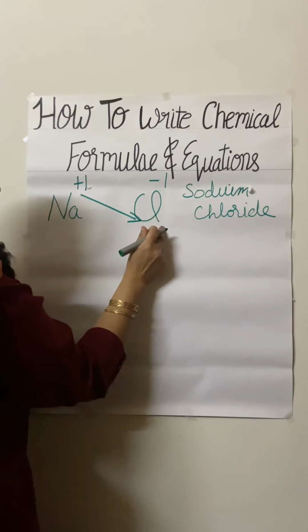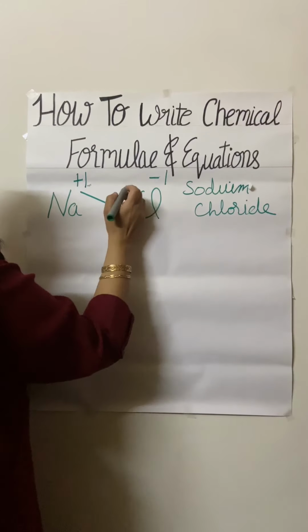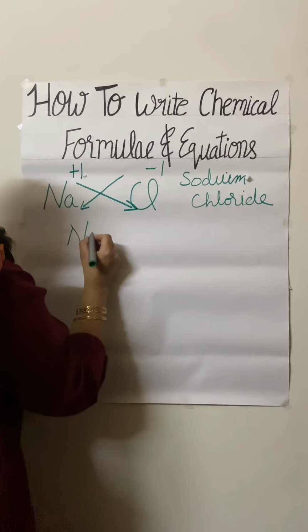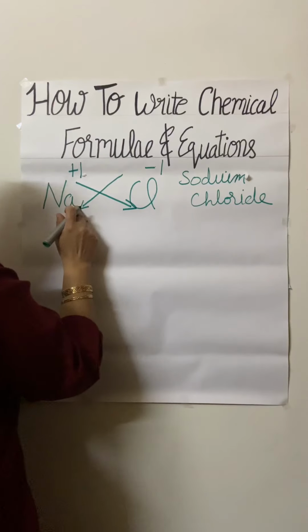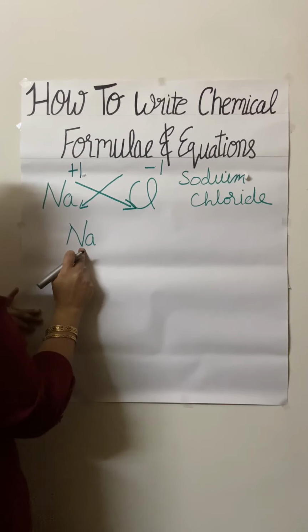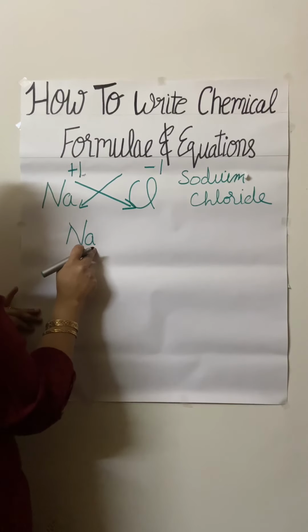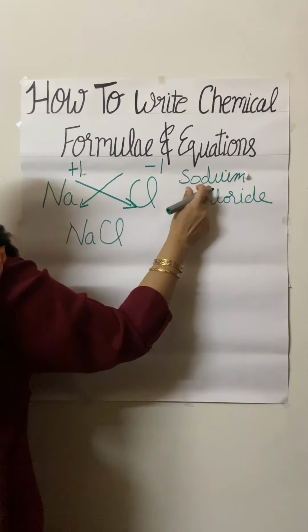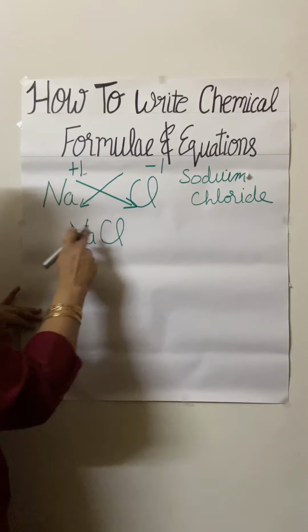Sodium's valency goes here and chlorine's valency goes here. Then you will write it, because it is 1, we do not write it, just leave it like that. That itself shows that this is 1 atom. So this is the chemical formula of sodium chloride.